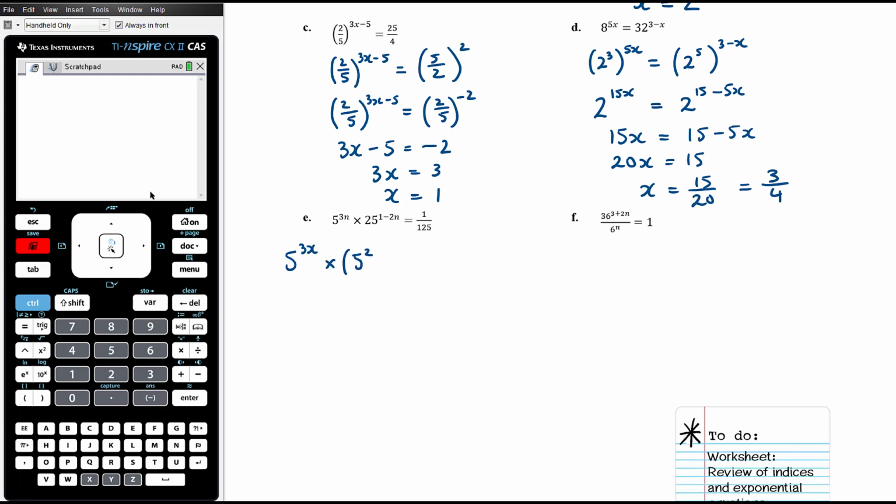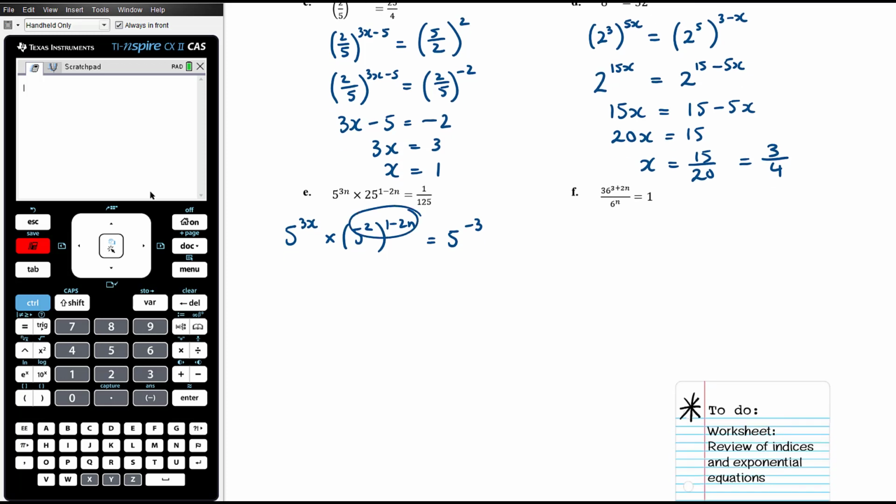25 is 5 squared to the power of 1 minus 2n. 1 on 125 is 5 to the negative 3, because 5 cubed is 125, so 5 to the negative 3 is 1 on 125. Okay, let's just multiply those powers together. And then we also want to think about combining this together because we need a single power on each side of the equation before we can equate the powers.